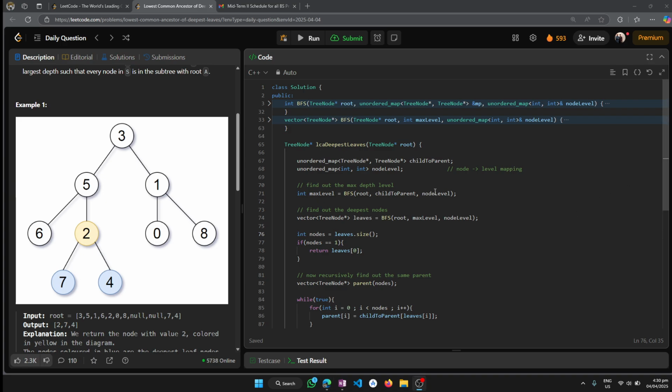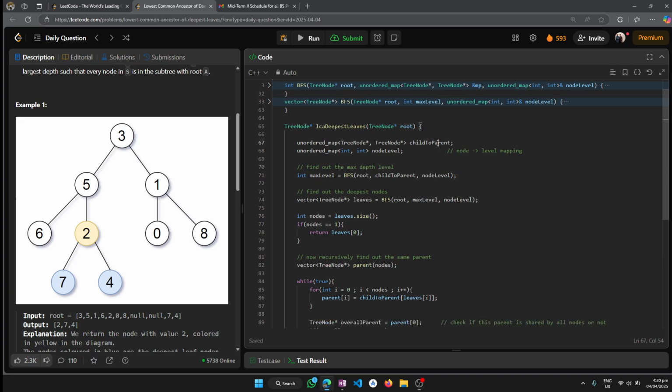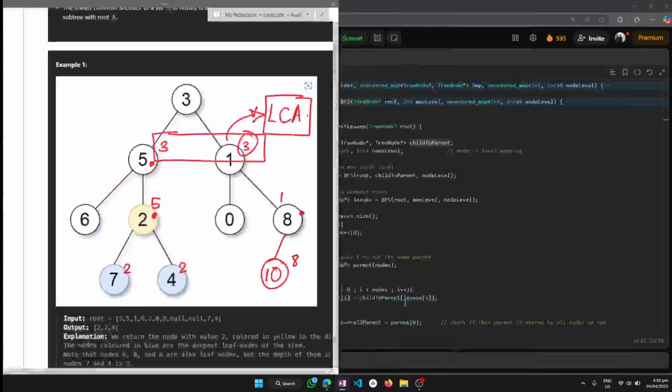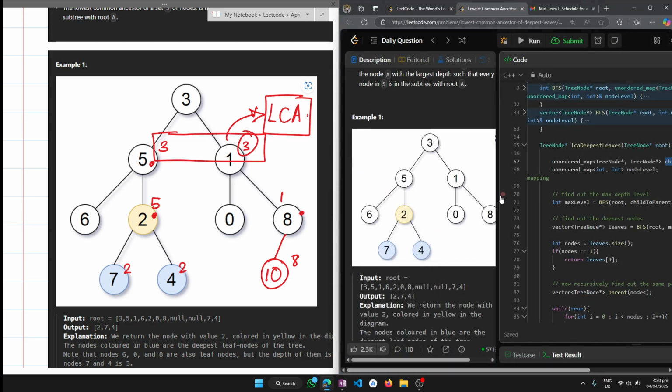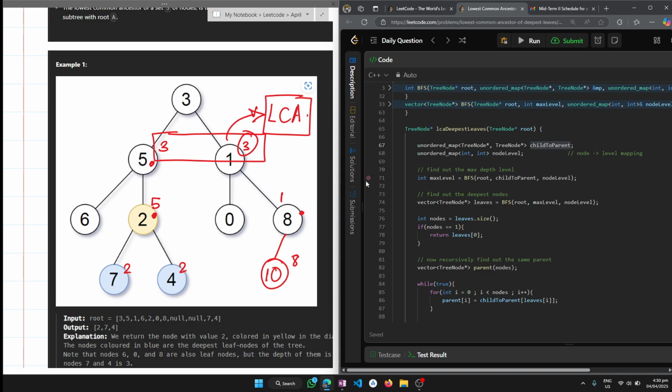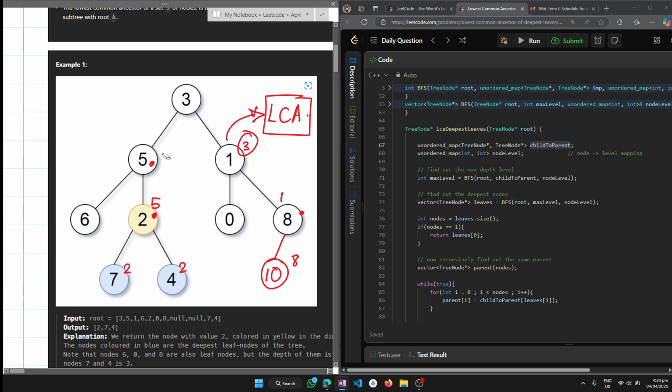So as you can see over here, I have taken two different maps. First of all, I have taken a child to parent map, so that I can keep track of which node has what parent, and then I have another map which is node level, so that I can keep track of which node is present at which level. Makes sense? Because that is very important as well, right?